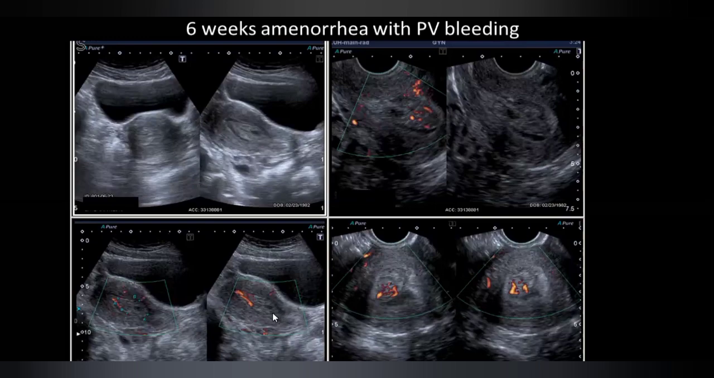In this case, we see a slightly hyperechoic area within the endometrial cavity. You all see it, and it is showing vascularity on Doppler. If you compare it with the previous one, this vascularity is not stalk-like as we see in cases of endometrial polyp, but it is more slightly haphazard within this endometrial cavity area here.